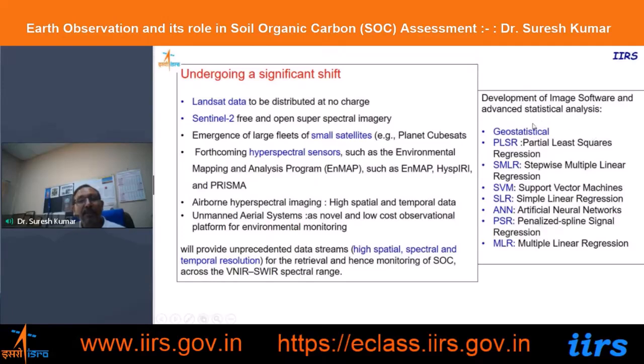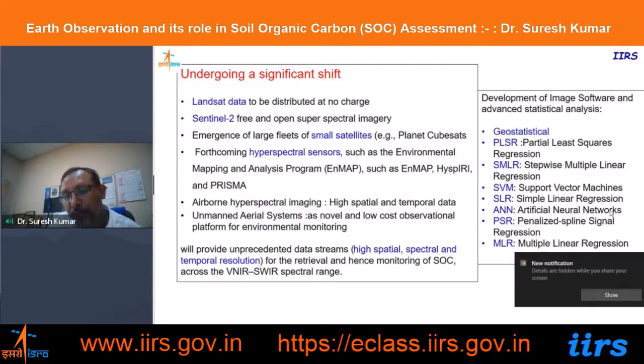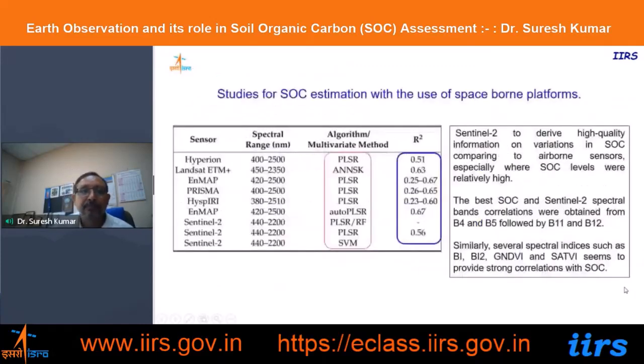So you have various advanced statistical methods, which are helping us to extract more information from the reflectance properties of soils to map soil organic carbon, and the availability of a large number of satellites today, and more hyperspectral remote sensing satellite data that will come very soon.